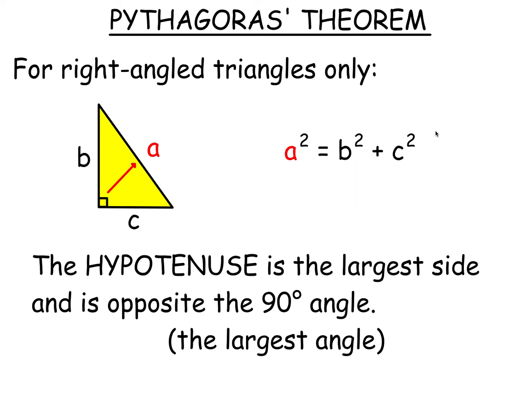Pythagoras' theorem involves right-angled triangles. It gives the relationship between the three sides of a right-angled triangle. We memorise it as a squared equals b squared plus c squared, where a is the hypotenuse, the largest side, opposite the right angle. The two shorter sides are b and c.